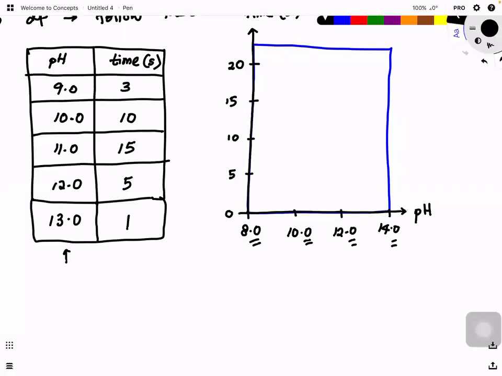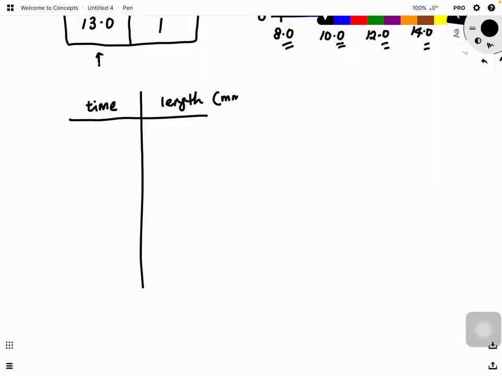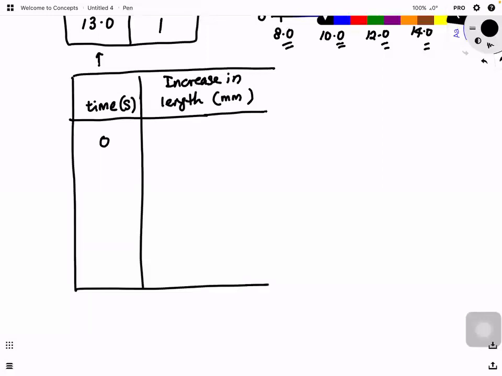Okay, now this is one example. Next example, look at this. Let's say I have time and also length in millimeter. Length is always in millimeter. So, for example, increase in length. At time 0 second, the length remains the same, so there is no increase in this case.